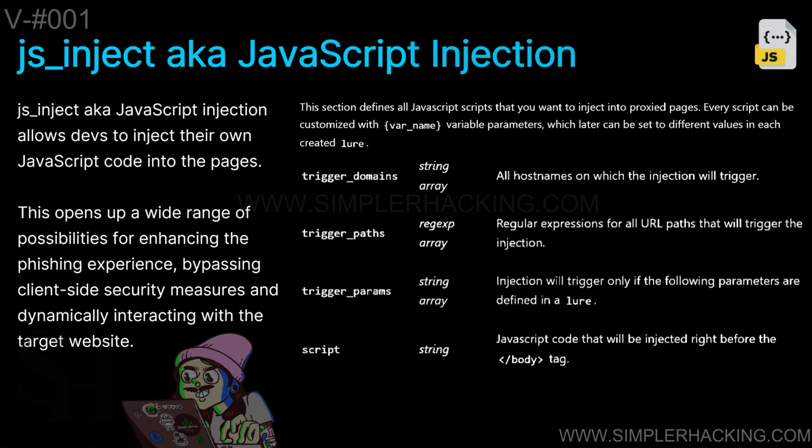Trigger domains. This is where you specify all the domains that your JavaScript injection will be active on. You list them as an array of strings. So, if you want your script to work on multiple domains, you include each one in this list.